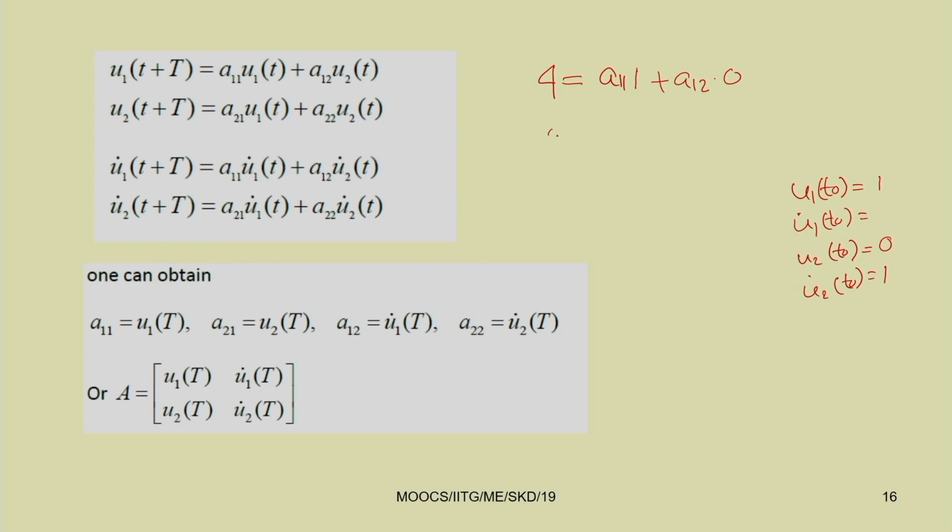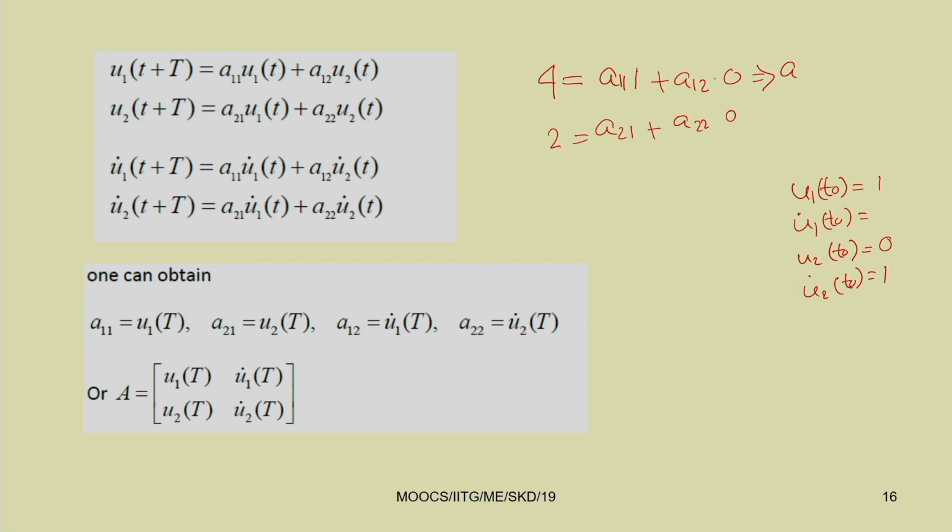So, in the second equation, 2 equal to U2. So, 2 will be equal to A21 into U1 t, with U1 t equal to 1. So, A21 it becomes, plus A22 into U2 t, with U2 t equal to 0, so it is multiplied by 0. So, from this, what have you observed?